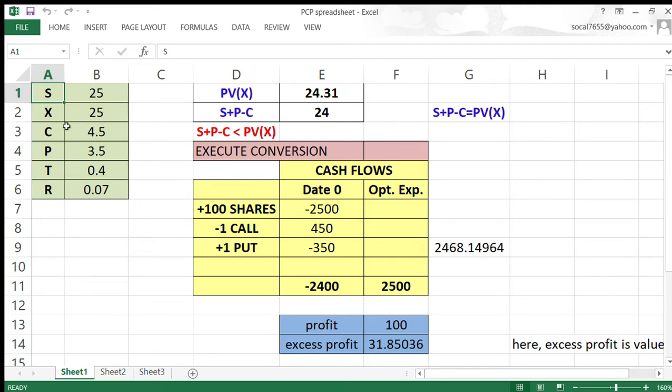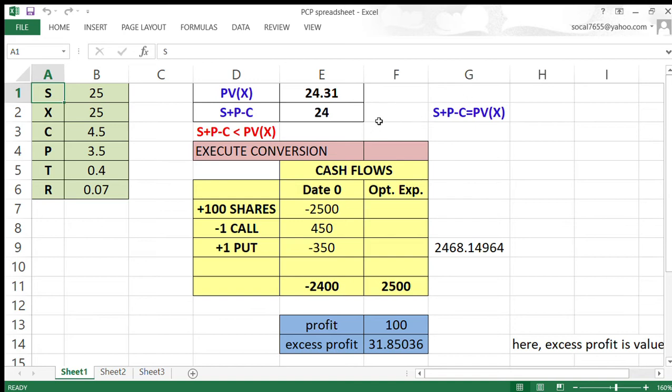Okay, so we start off with an observation that stock price and strike price are the same, 25. I assume the market price of the call is $4.50. The market price of the put on a per share basis is $3.50. Of course, the price of the contract for the call is just this multiplied by 100 or $450. The put, $350. Time to expiration is assumed to be 4/10 of a year, and the continuously compounded return version of the risk-free rate is assumed to be 7% annual.